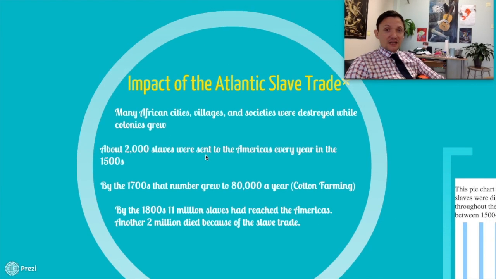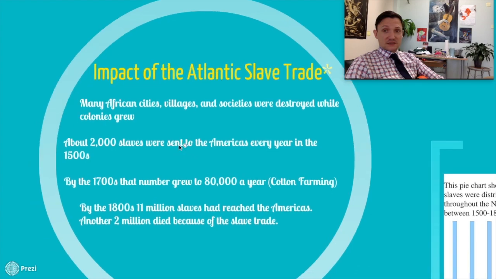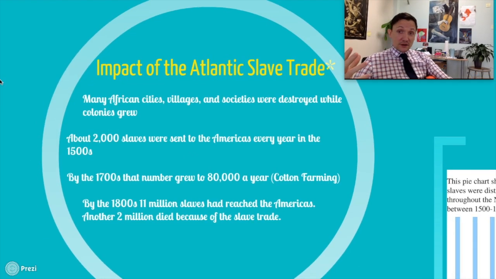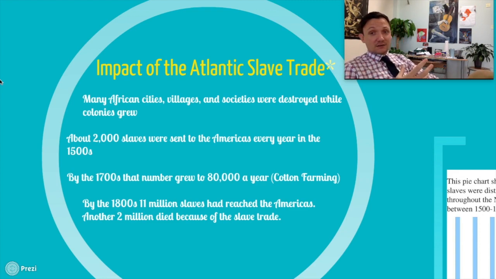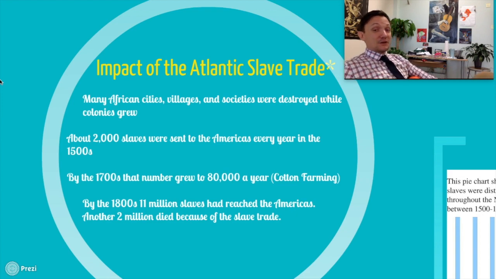Now, the impact of the slave trade on the American colonies as well as African culture. Many African cities and villages and societies are going to be destroyed while colonies in America are going to grow. About 2,000 slaves were sent to the Americas every year in the late 1500s. By the 1700s, that number had grown to 80,000 per year, mainly for the introduction of cotton farming and also large sugarcane plantations. Now, by the 1800s, 11 million slaves had reached the Americas.